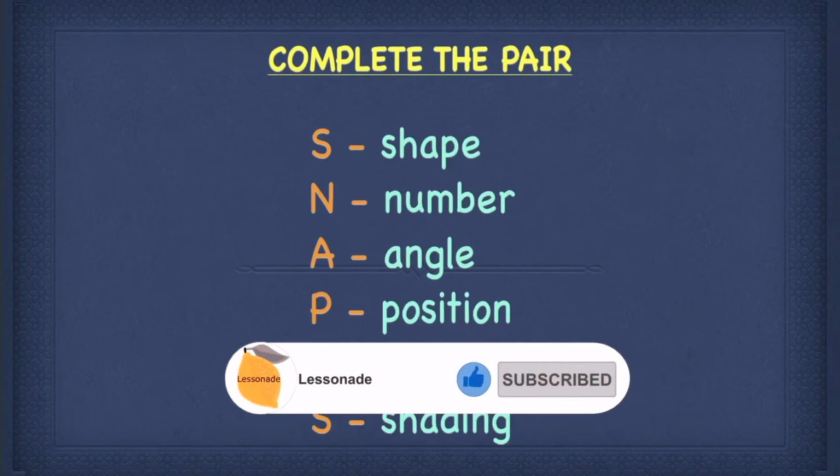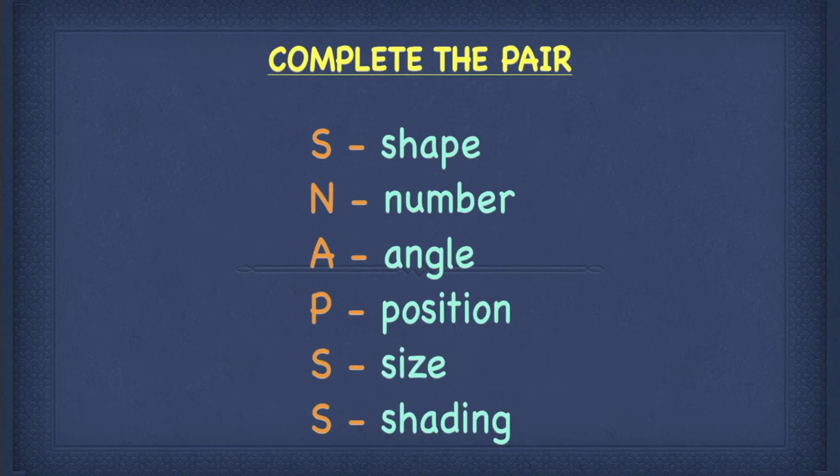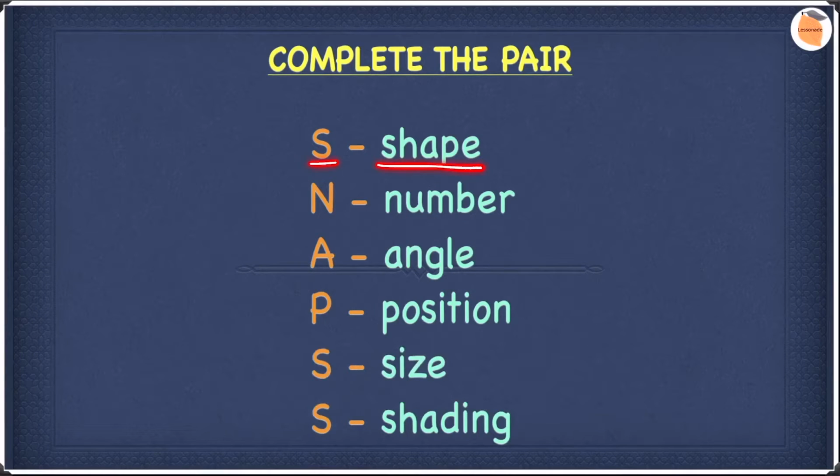Before we start the question, let's have a look at SNAPS. S stands for shape. How does the shape change? N stands for number. Does the number of sides or the number of shapes change? A stands for angle. If a shape rotates, then by how many degrees does it rotate? P stands for position. Does the position of a shape change? S stands for size. Does the size of a shape change? S stands for shading. Does the color or the shading pattern change?